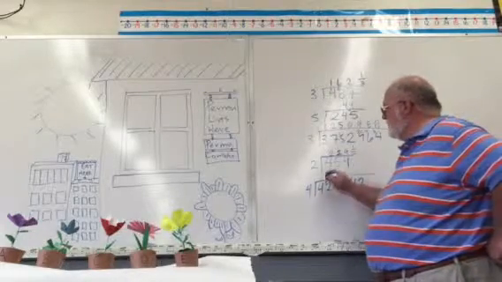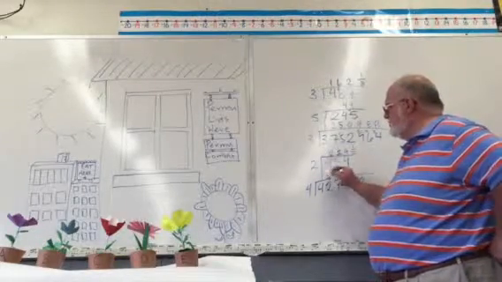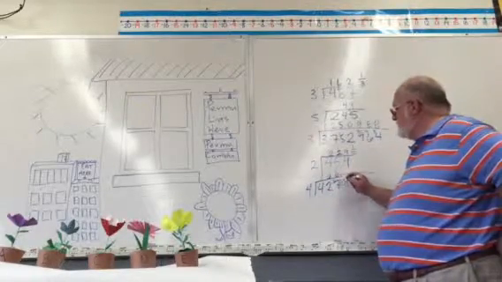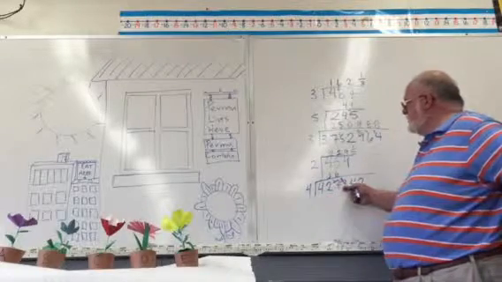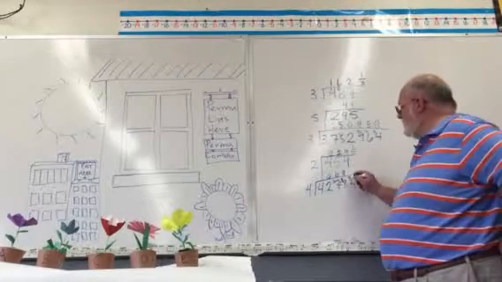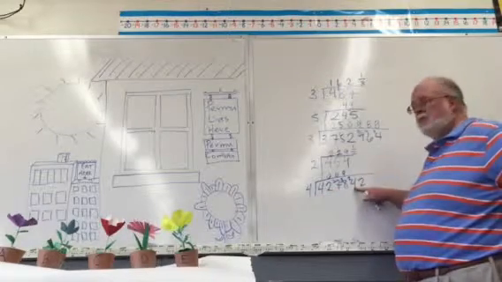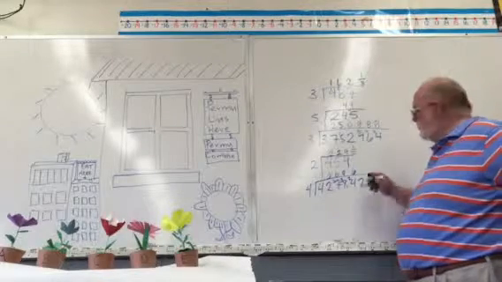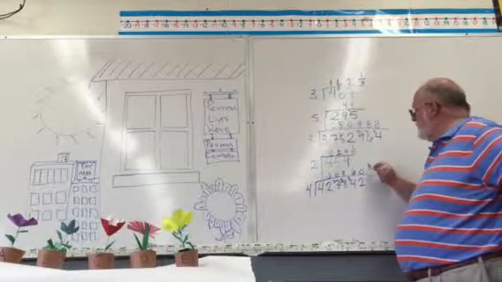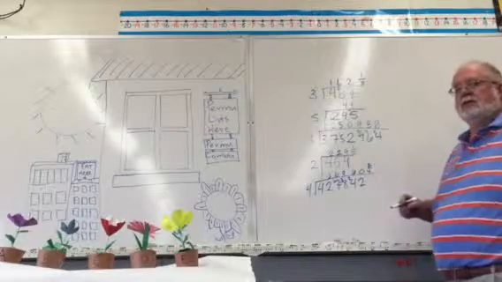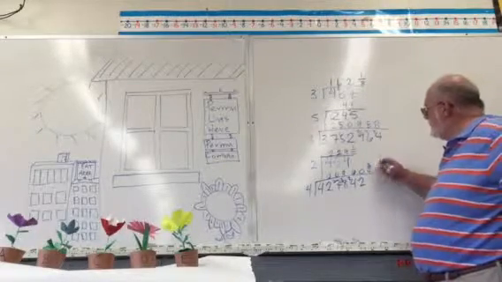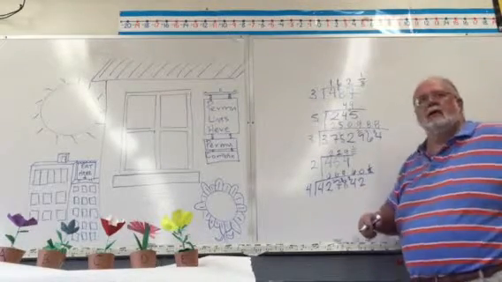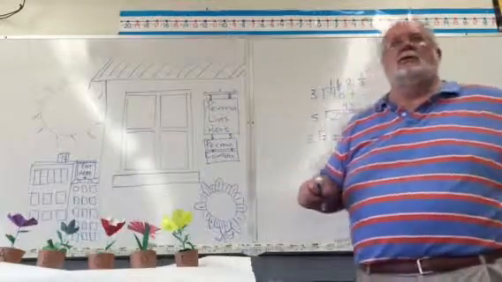4 goes into 4 one time. 4 goes into 2 0 times with 2 left. 4 goes into 27 6 times with 3 left. 4 goes into 38 9 times with 2 left. 4 goes into 24 6 times. 4 goes into 2 0 times with 2/4 left. And of course, we need to simplify this. So we're going to change 2/4 into 1/2. And there you go, short division, a great tool.